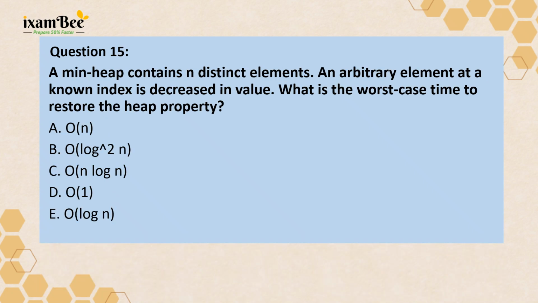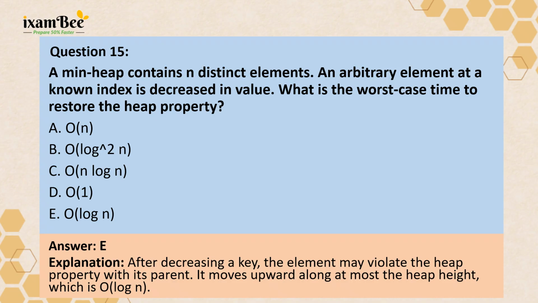In this question, a min-heap contains n distinct elements. An arbitrary element at a known index is decreased in value. What is the worst case time to restore the heap property? The correct answer here is option E, which is of the order log n.